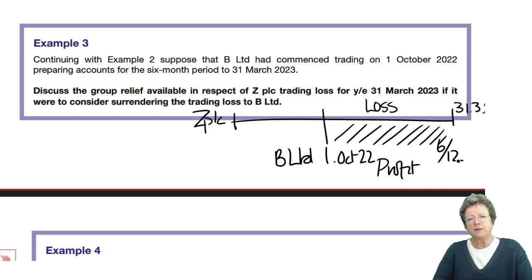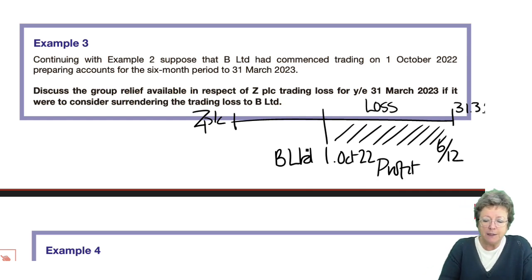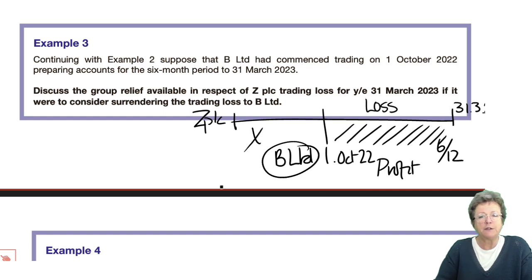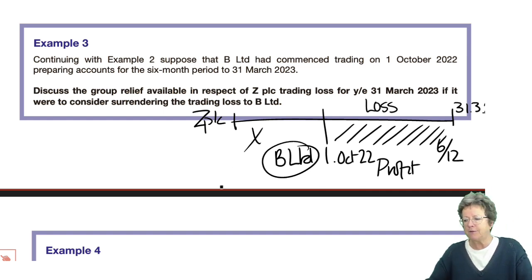So that's a bit of common sense there. You can see that if they're only just joining the group, then they can't possibly have loss relief for the whole 12 months because that's not fair, because B Limited wasn't even part of the group at this point. So a simple example there for us to look at.